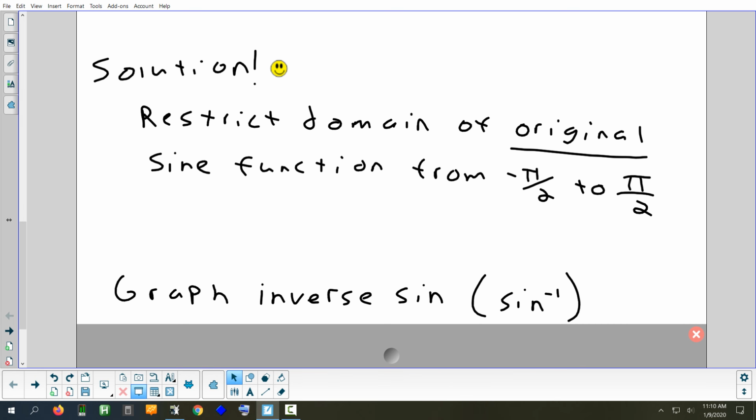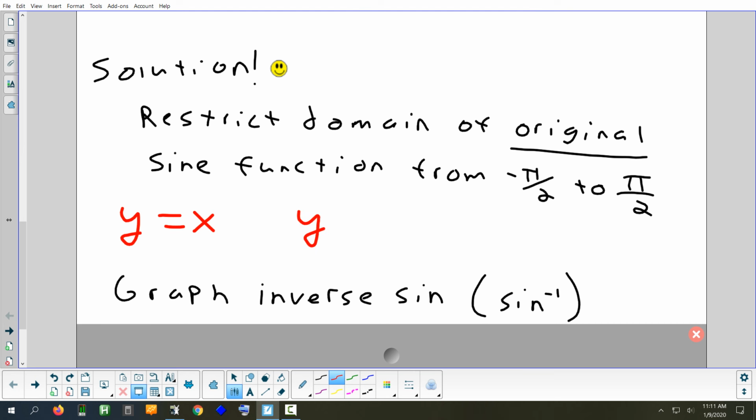Now, earlier I said to you, anytime you draw an inverse, it's a mirror image over this line. What line did I say it was a mirror image over? Y equals x. Think about what y equals x means. Okay?